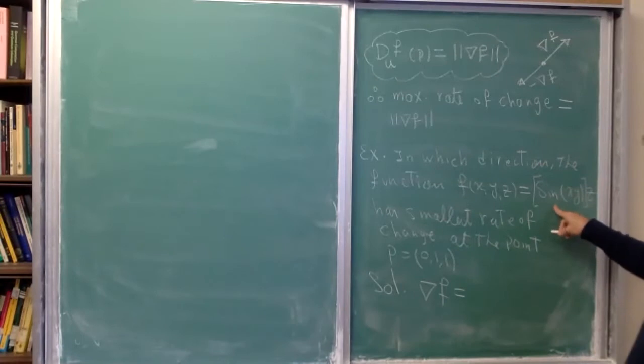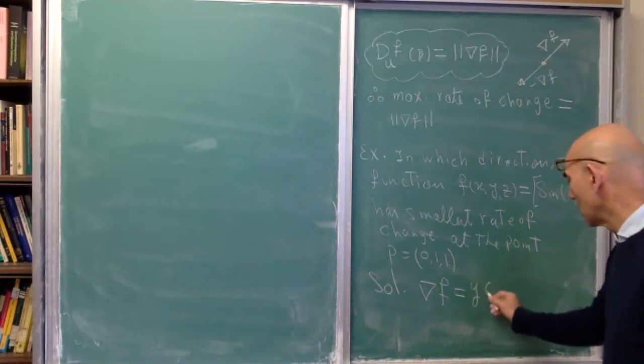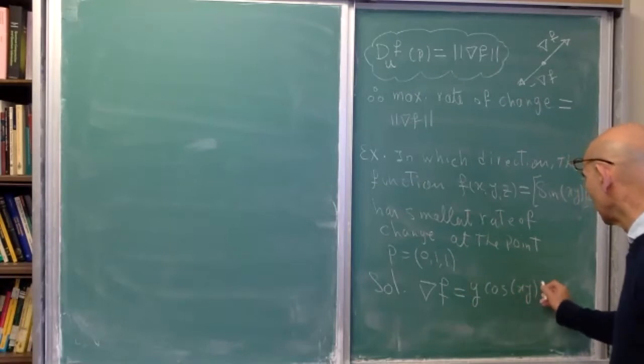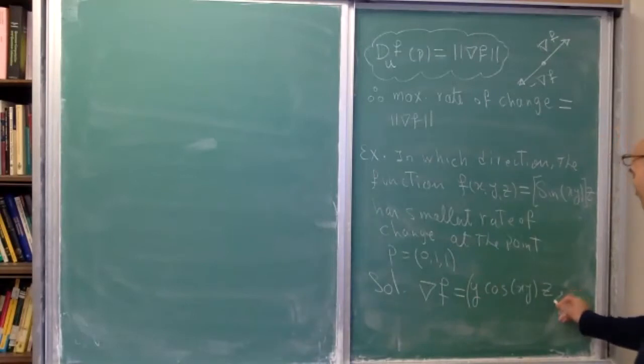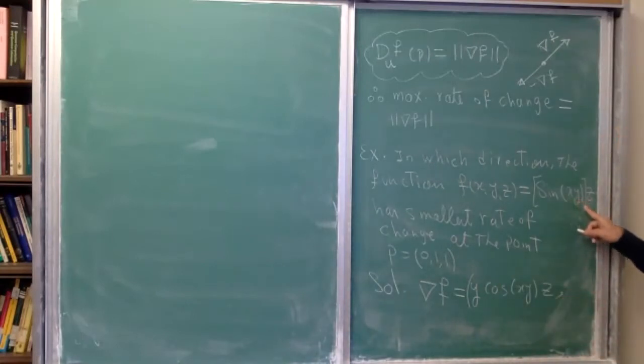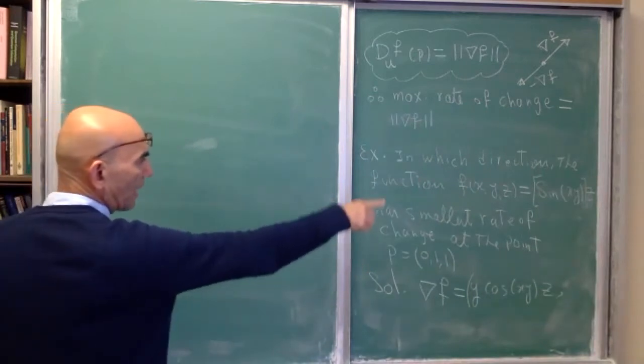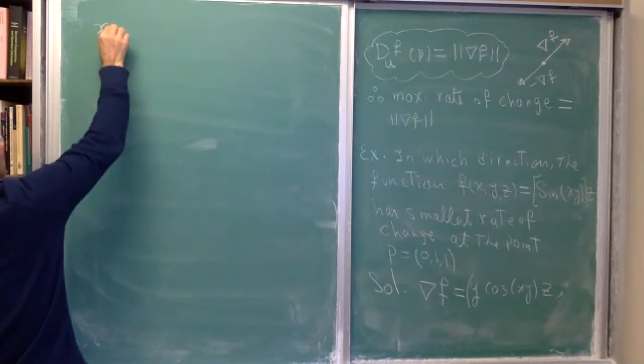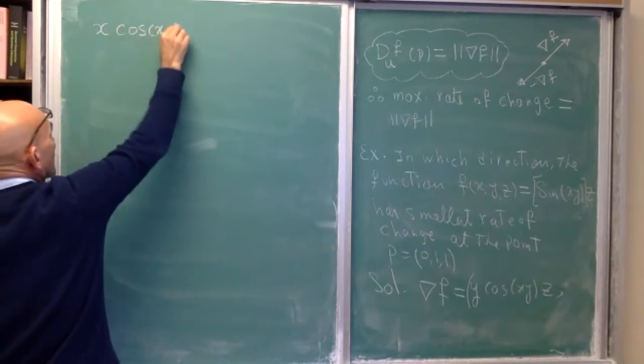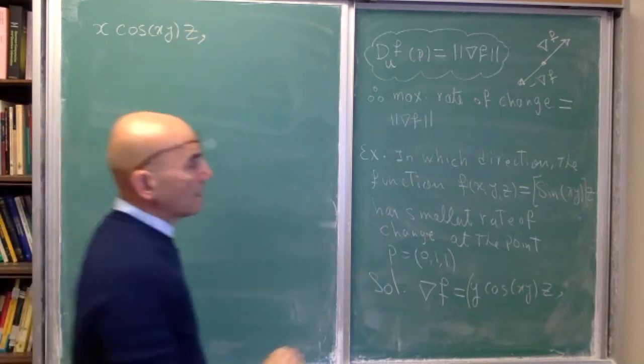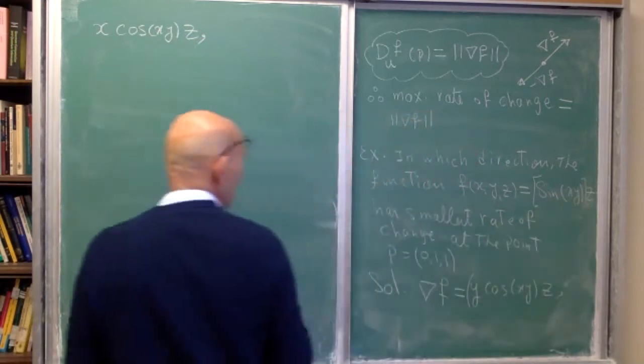So gradient of f is derivative of this with respect to x. Derivative of sine of x y with respect to x is y cosine of x y times z, that's the first coordinate, right? The next coordinate, we have to take derivative with respect to y. Derivative of that function with respect to y is x cosine of, again, x y, z. And the derivative of this function with respect to z is just sine of x y.